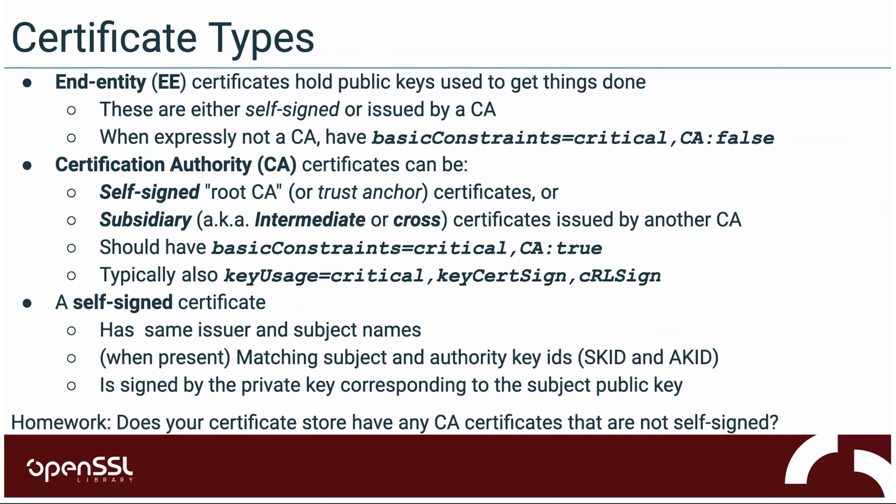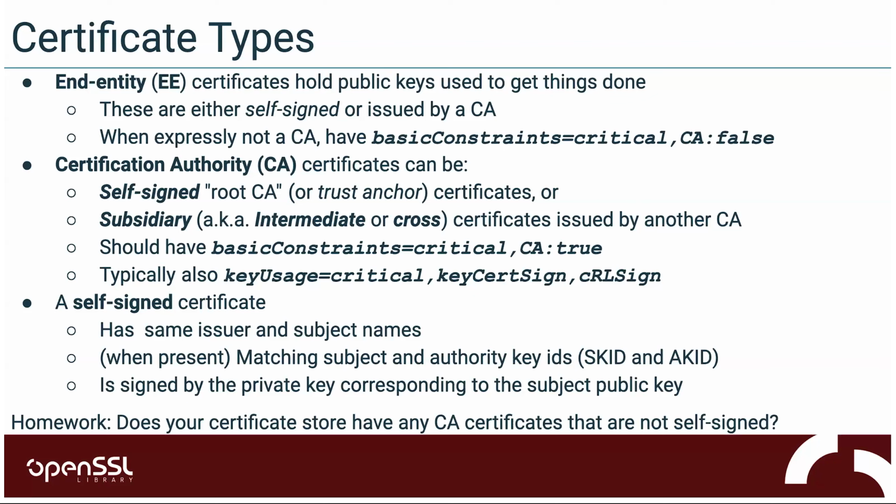When expressly not a certification authority, it's good practice to set the basic constraints in a certificate to explicitly say that yes, it's not a CA. You can leave that out, and if the certificate is not self-issued and it doesn't have CA true, it's kind of implicitly sort of CA false, but it's best to spell that out in every certificate.